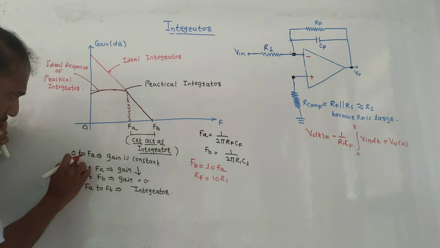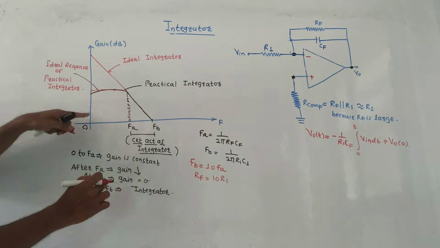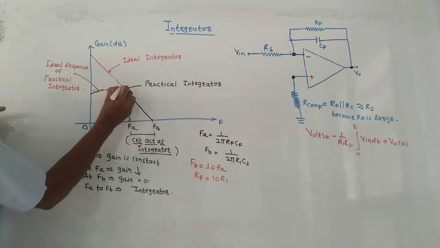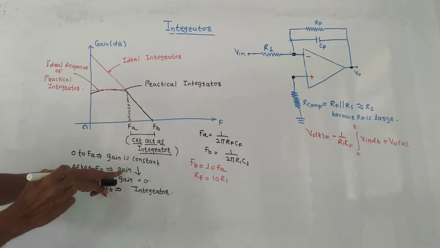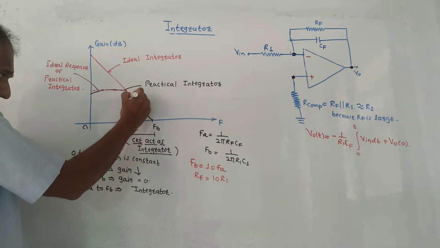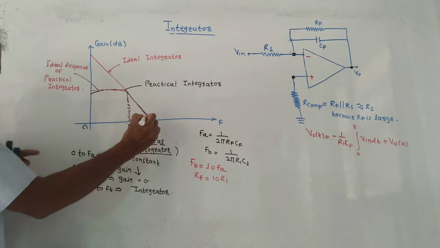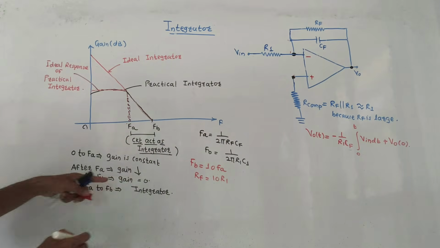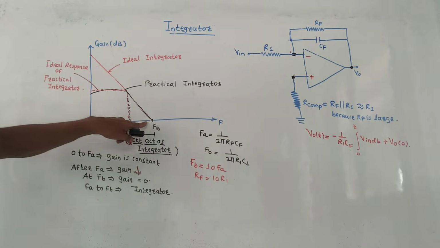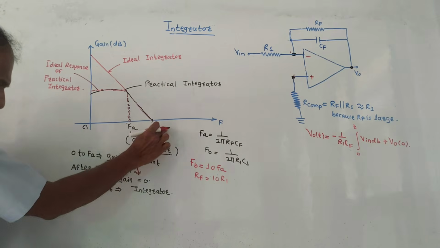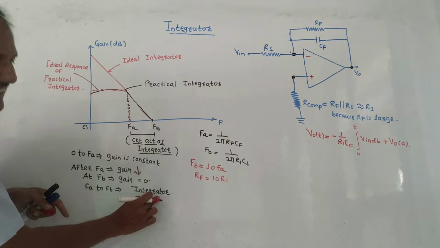From 0 to FA gain is constant. See, ideally this is constant. So from 0 to frequency FA gain is constant. After FA gain decreases, as you can see in this diagram. After FA till FB gain decreases. This downward arrow indicates gain is decreasing. At FB gain becomes 0. At FB the gain is 0, and between FA and FB the circuit acts as an integrator.